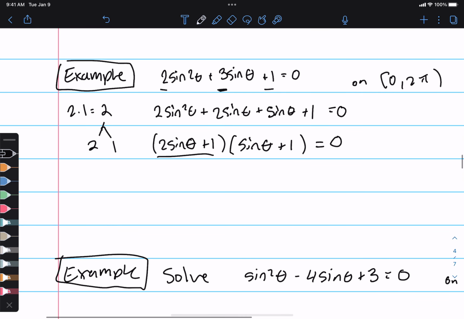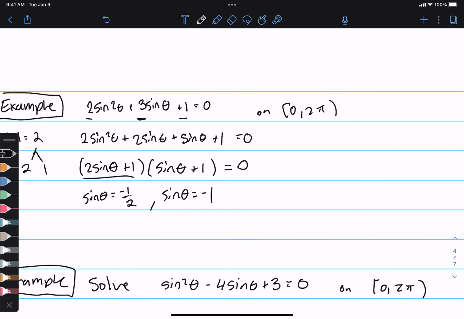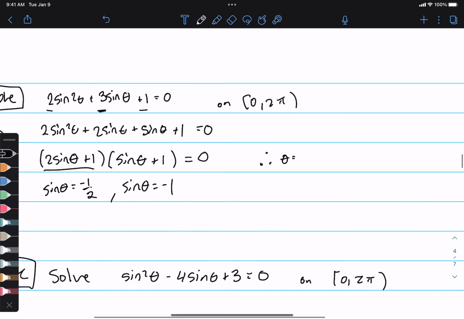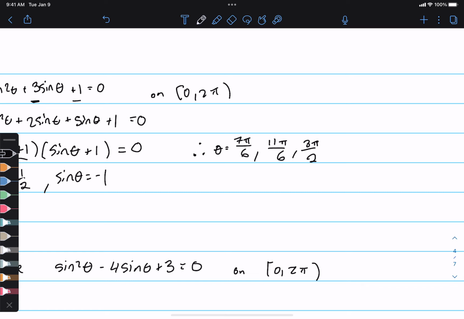So we can either have sine theta equal negative 1/2, or we can have sine theta equal to negative 1, right? Now just try to find the values on the unit circle that evaluate to those. I'll give you a moment. And we conclude that theta is equal to, for negative 1/2, either 7 pi over 6 or 11 pi over 6. And then for negative 1, we only have 3 pi over 2, and these would be our answers.